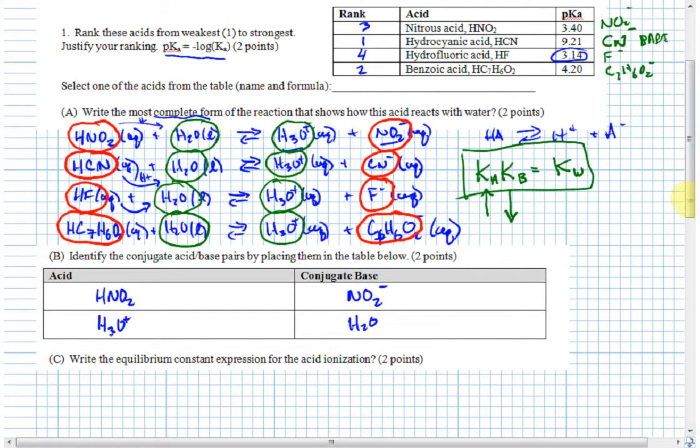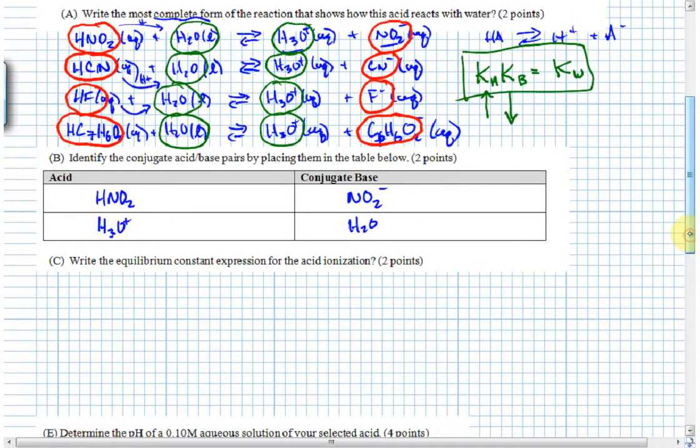All right, moving on. Write the equilibrium expression constant for the acid ionization. Again, any of these reactions, if I take the first one, the Ka is going to equal the concentration of the hydronium ion times the concentration of the nitrite ion divided by the concentration of the nitrous acid. Okay?